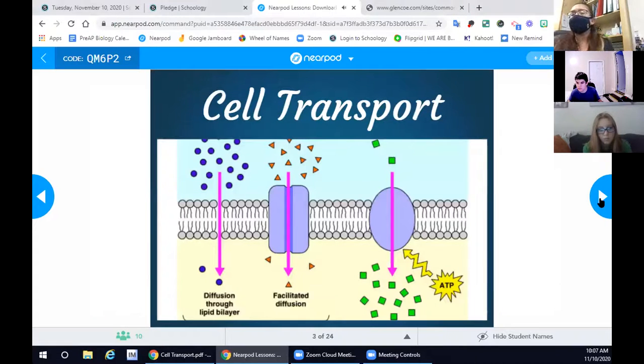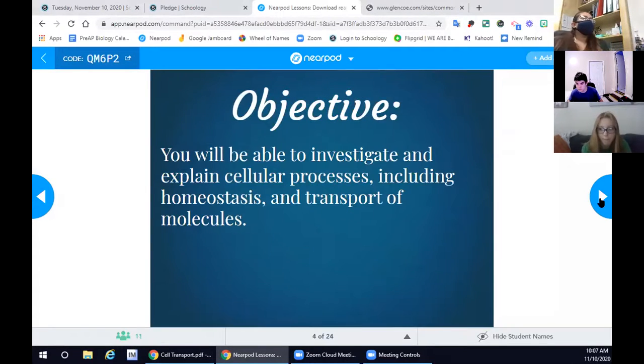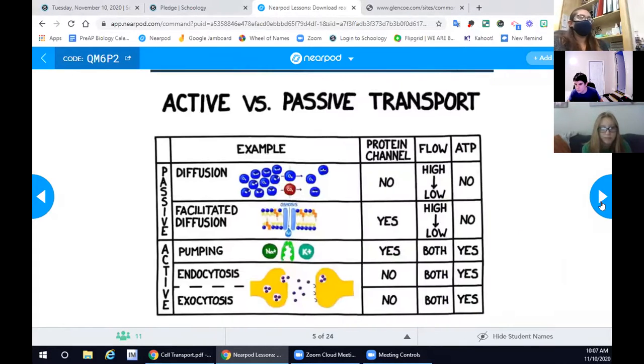All right, so again, today we're going to focus on cell transport. We have already discussed passive and active. We're just going to get into more detail. I'm going to show you some pictures and clips, and then we're going to focus on osmosis today. So today you're going to be able to investigate and explain cellular processes, including homeostasis and the transport of molecules.